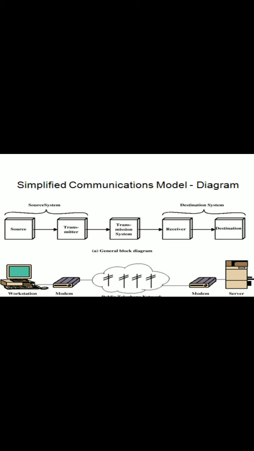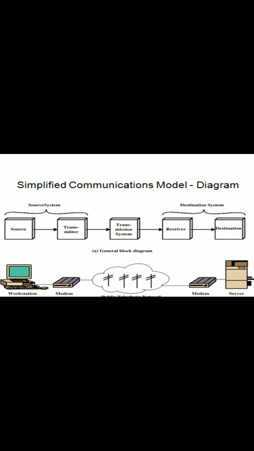First one is the source. This is used to transmit the data to the transmitter. Transmitter is used to convert the data. Again here, the transmission system. Transmission system is used to transfer the data, it works like a channel.